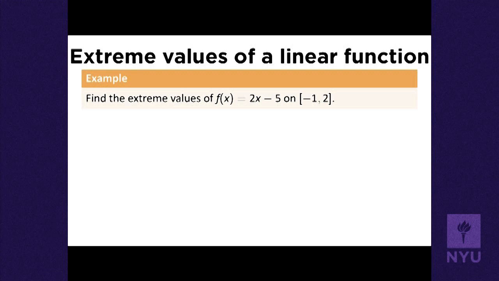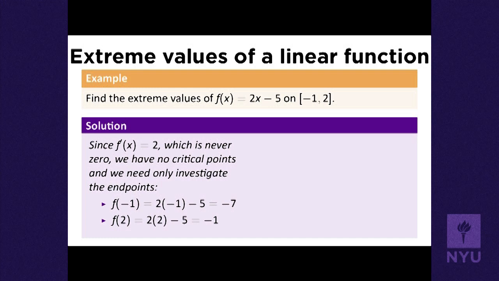What's the derivative here? The derivative is 2, so when is the derivative 0? Not 0. When is it undefined? It's always defined. It's always 2. So where are the critical points? There are no critical points. And we only need to look at the endpoints.